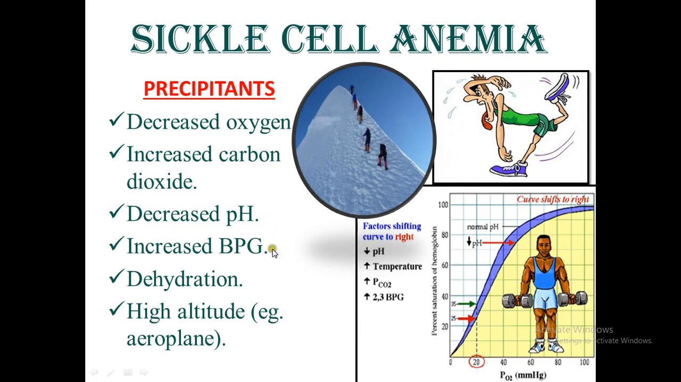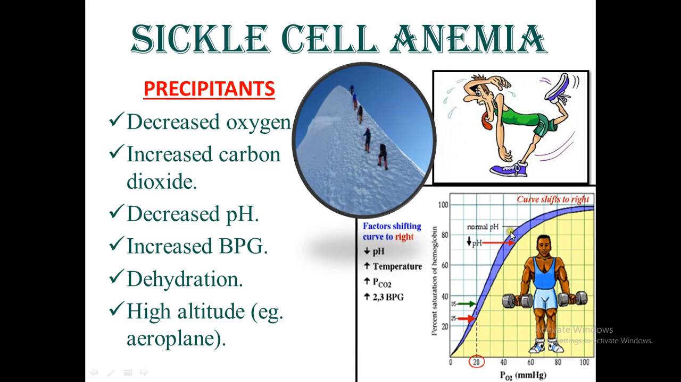Increased BPG, because when BPG increases, it prevents the red blood cell or hemoglobin from releasing oxygen to the tissues. Dehydration, if there's a lack of water, again there is going to be more crisis of sickle cell anemia. Why? Because imagine in anemia, there are already fewer RBCs. Then if water is also less, the entire blood volume becomes even more reduced. And hence there is more chance of sickle cell crisis. High altitude, for example an aeroplane, again because of low oxygen tension.